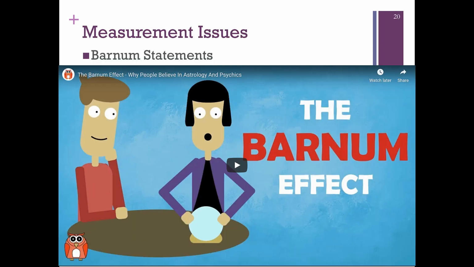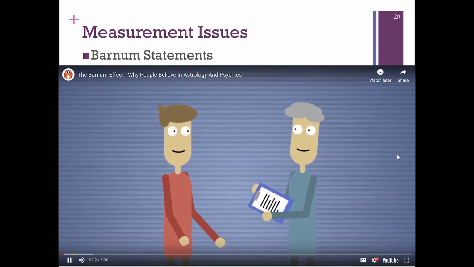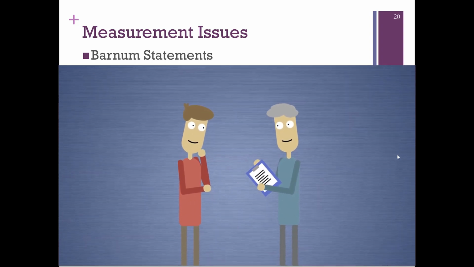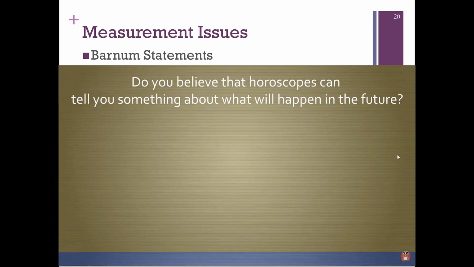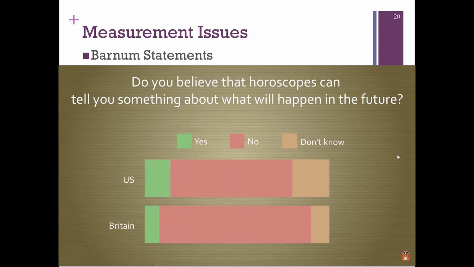Barnum statements are statements that could apply to anyone. This video digs a little deeper into Barnum statements. A 2015 YouGov survey asked participants in the US and Britain about their beliefs in astrology and horoscopes. 14% of Americans and 8% of Brits said that they believe horoscopes can tell you something about what will happen in the future. This might seem like a small minority, but that equates to roughly 50 million people.